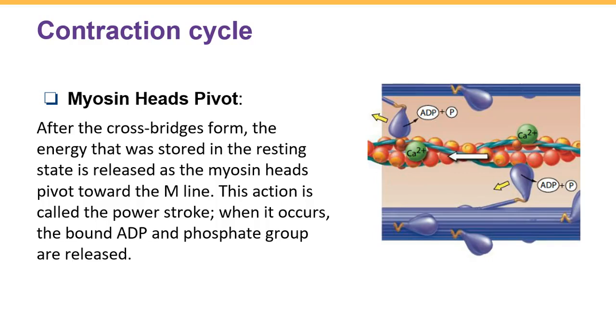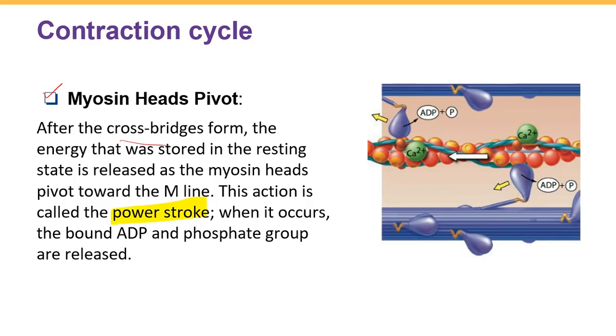Next, the myosin heads pivot. After the cross bridge forms, meaning after myosin binds to the actin molecule, the energy that was stored in the resting state is released as the myosin heads pivot toward the M line. This means that after the myosin heads attach to the actin, they pull the thin filament toward the center of the sarcomere. This movement is called the power stroke.